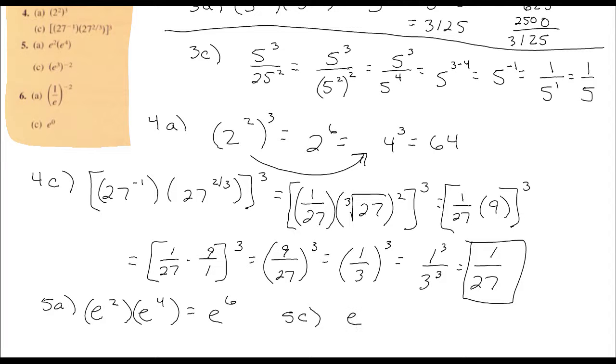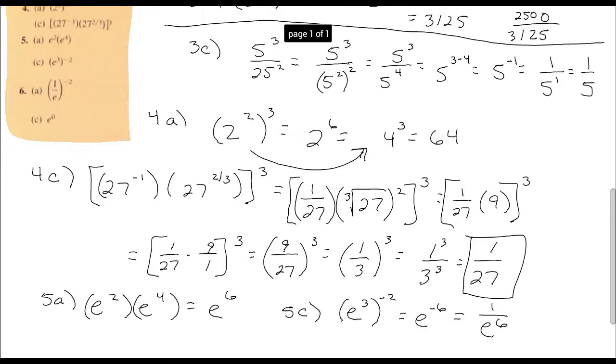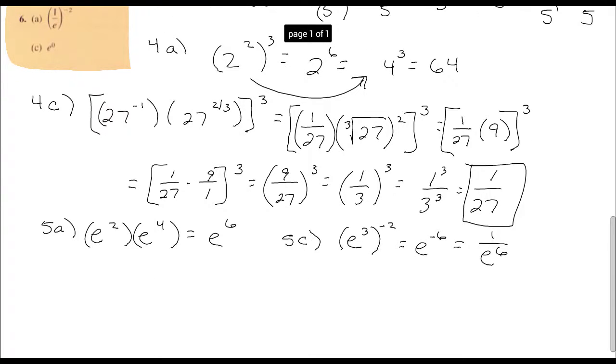5C, taking a power and raising it to a power, so this would be e to the negative 6th. To get rid of the negative exponent, 1 over e to the 6th. So number 5, A and C is done. And now for the last one in the set, number 6, 1 over e to the negative 2.